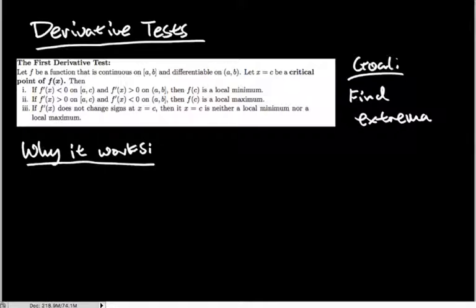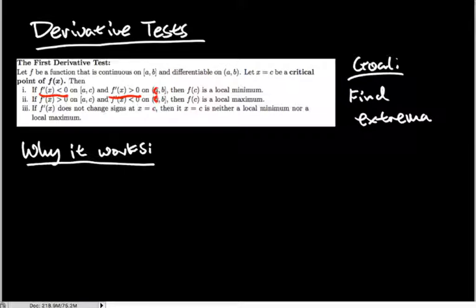Okay, so let's just look at what this means in terms of meaning first. f prime is less than 0 on a to c, and f prime is greater than 0 from... Oh, that's supposed to be c to b. Whoops, let me change that real fast. That's supposed to be c, that's supposed to be c. Basically on the left and the right of c.